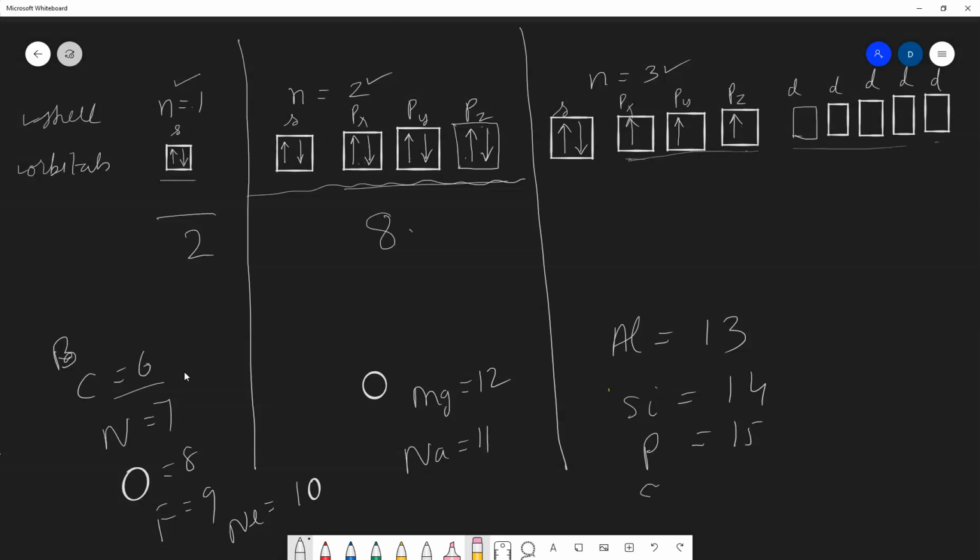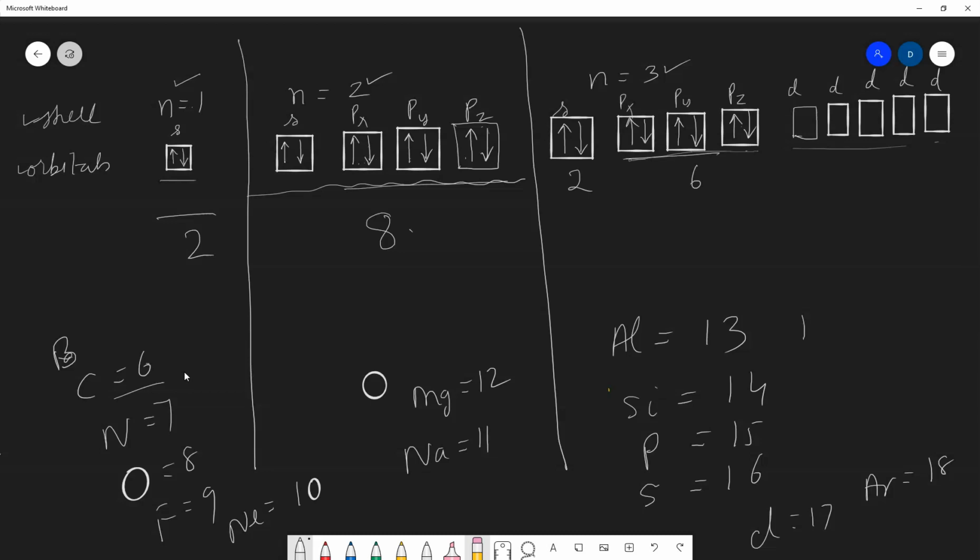Then is sulfur, which has got 16 electrons. The next electron will start filling this up. After that, chlorine. Chlorine has got 17 electrons. That will go here. After that, argon has got 18 electrons. So that will go here. Now the p orbital is full. So you got 2 electrons here and 6 electrons here.